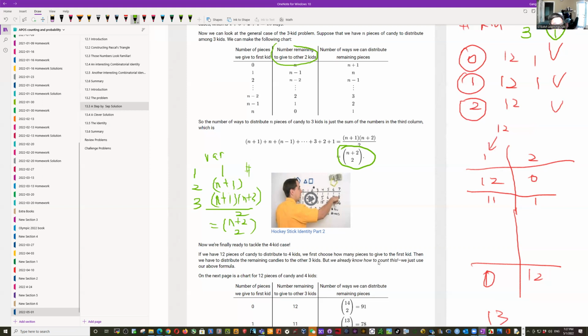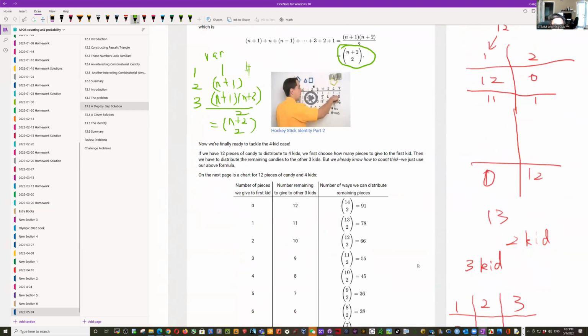So right now we are going to do the number of ways for 4 kids. So right now it's a full table for the 4 kids. The full table for the 4 kids is, if I gave 0 candy to the first kid, then the number of ways to give to the other 3 kids, we already had the formula n plus 2 choose 2. So 12 candy. 12 candy basically is n plus 2 is 14. 14 choose 2, which is 91.